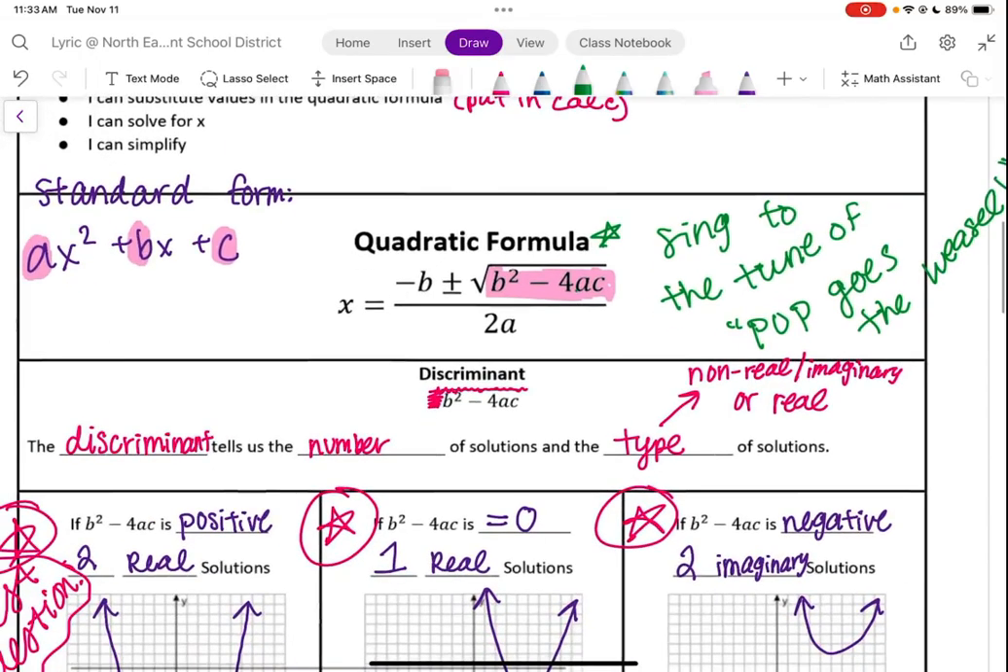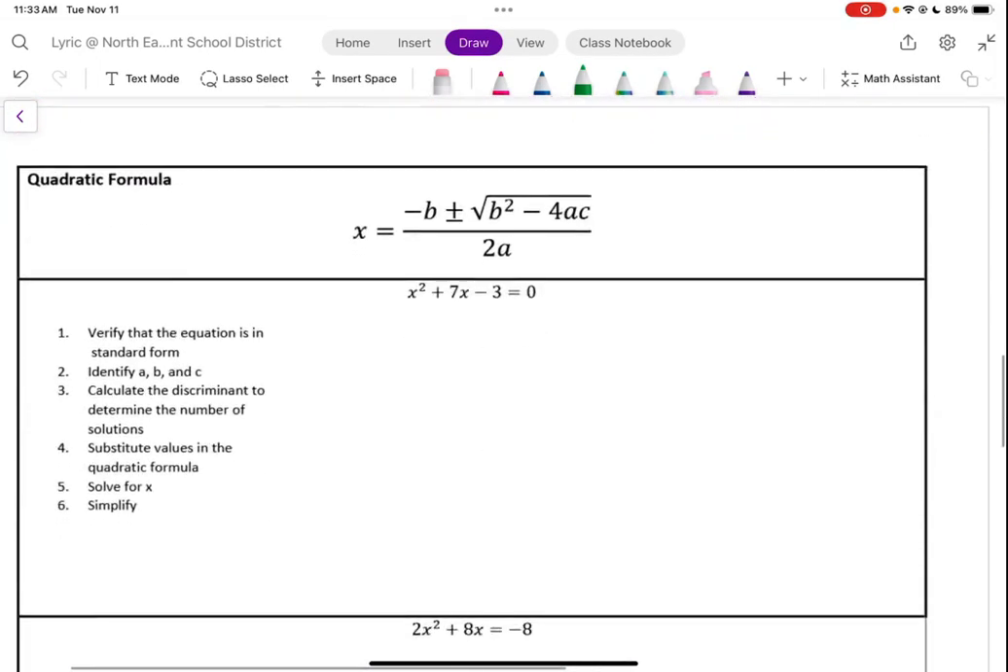All right, so moving on to the back. Here is our quadratic. Here are our steps over here on the left. First, we need to verify that the equation is in standard form. Is this equation in standard form? What do you think? If you think yes, then you are correct. It is in standard form. That means we can go right into step 2, identify A, B, and C.